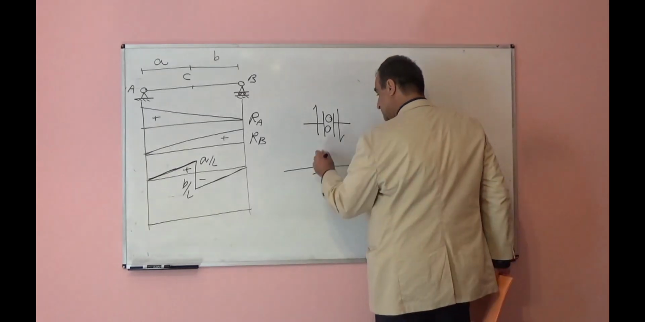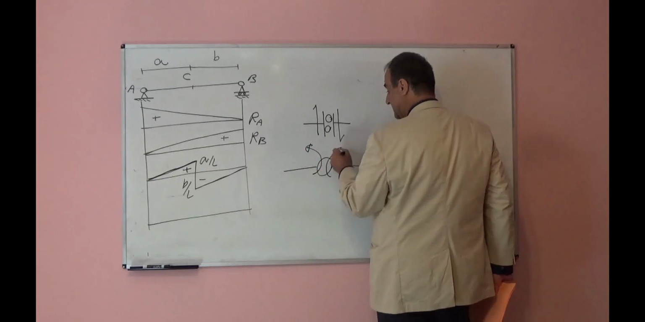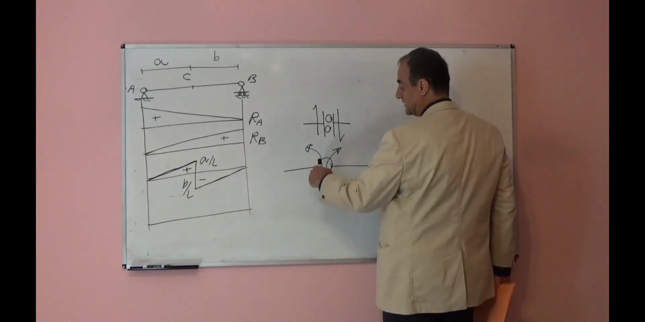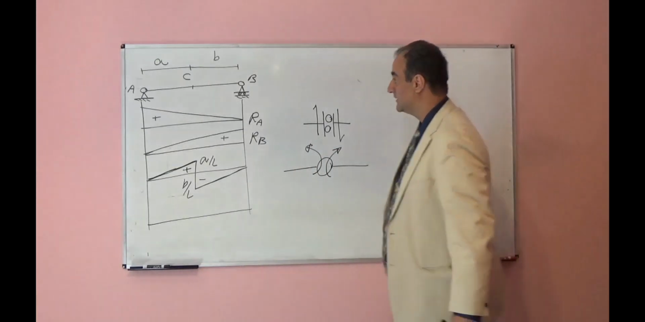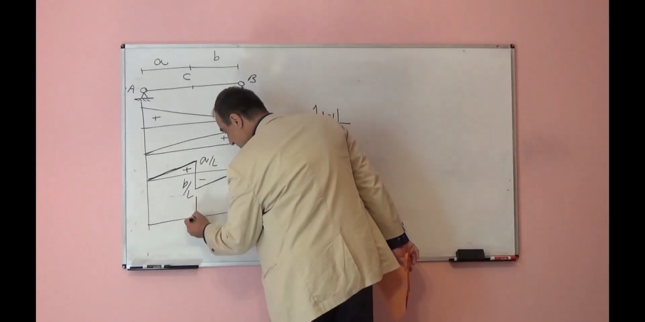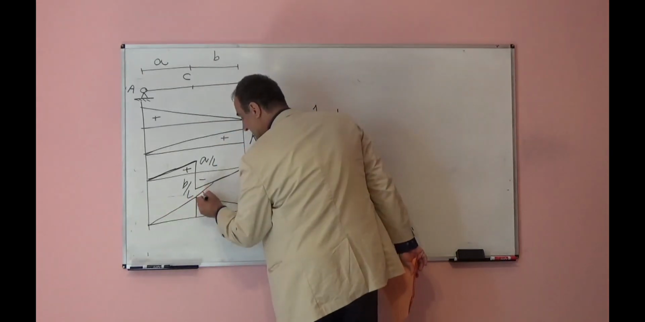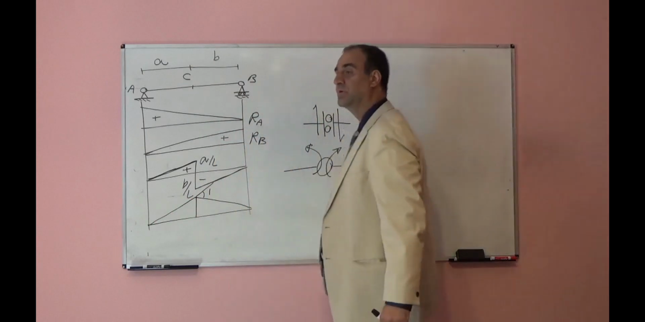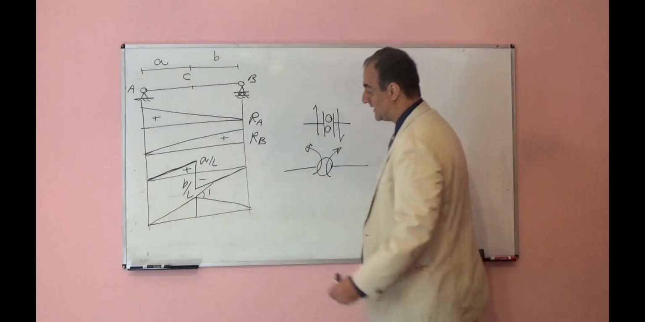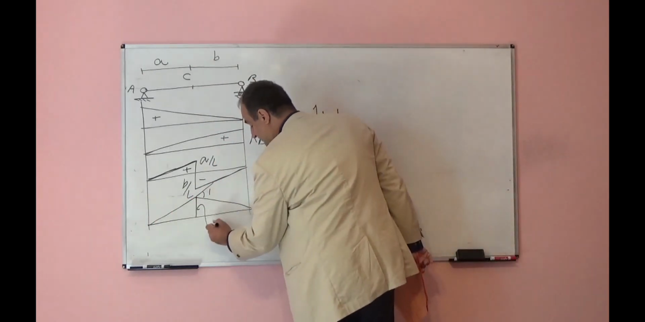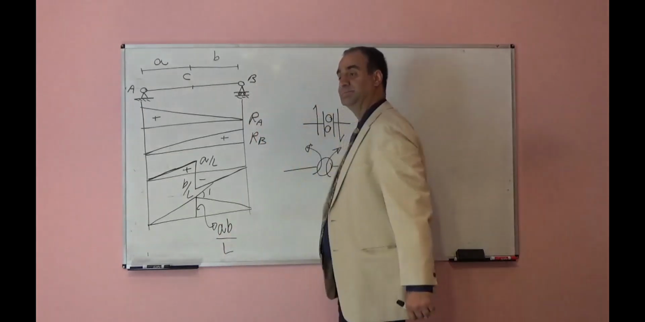Then we will rotate this side counterclockwise, this side clockwise, like this. Clockwise, counterclockwise. And we will draw again a deformed shape of the structure. This angle should be equal to 1 radian unit angle. And this height should be A times B over L.